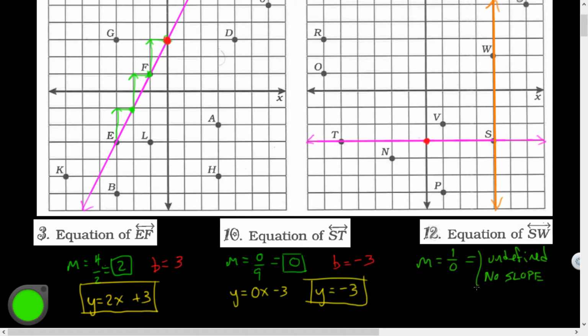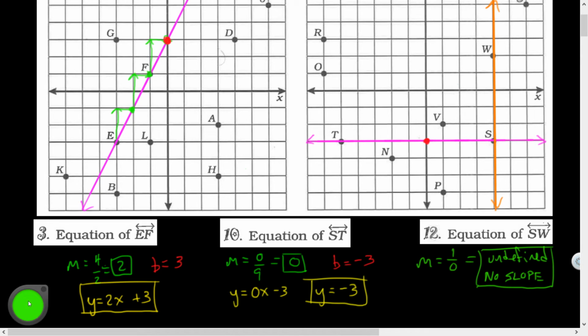But don't let that throw you off, because no slope kind of sounds like zero slope. But those are two different things. Zero slope is flat. A vertical line is so steep that it has no slope. It's just straight up and down.